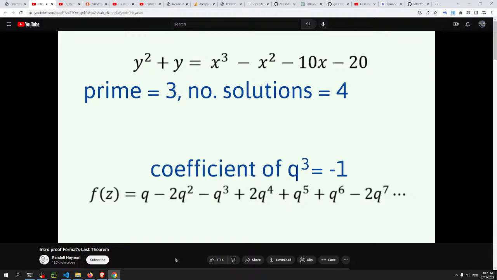So it turns out that if we want to know the number of solutions to the elliptic curve modulo 3, then we can take the 3, and we can subtract the coefficient in the modular form. So what I'm saying is there are 4 solutions, and 4 equals 3 minus -1.